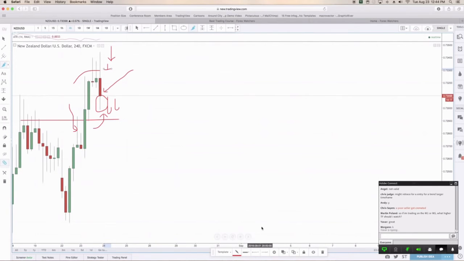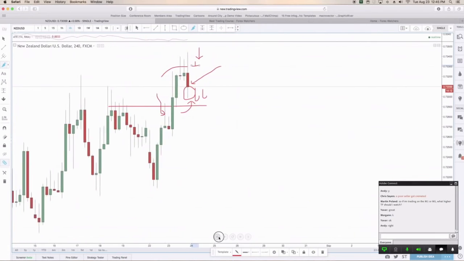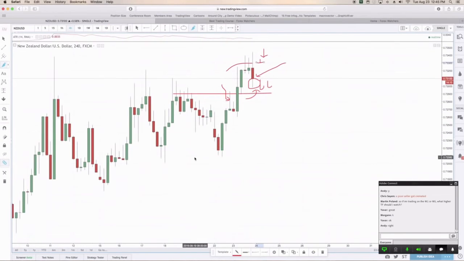So here's the thing. I'm going to show you something really interesting. Take a look at this. Okay. Do you guys see this uptrend here from here to here? You guys see this uptrend? Like this piece right here, this uptrend.